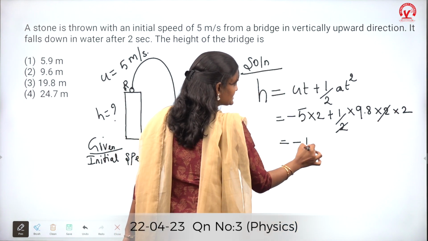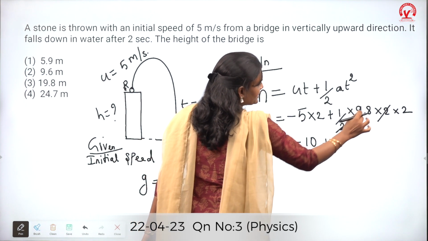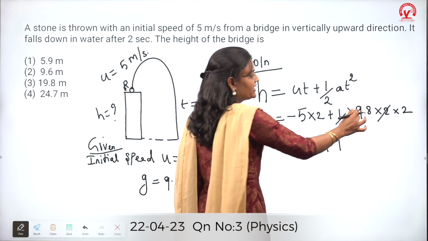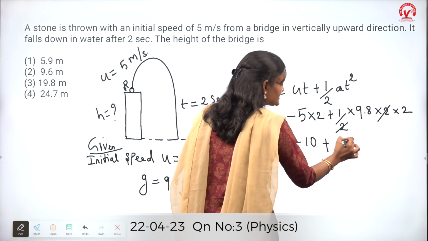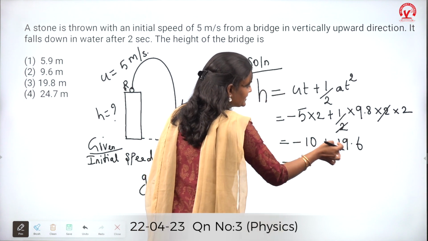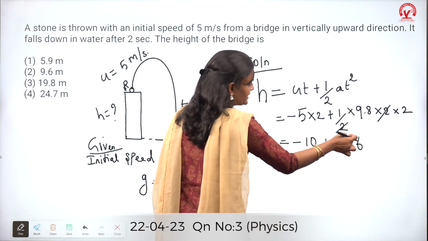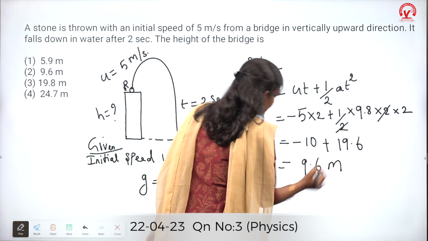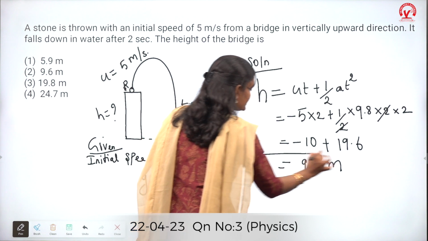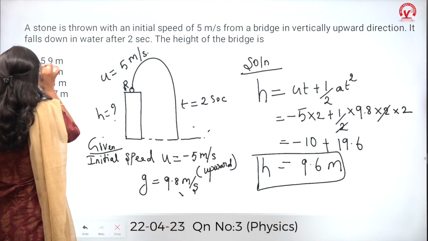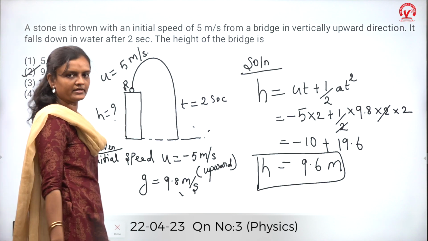Now minus 10 plus 9.8 into 2, that is 9.8 into 2 is 19.6. So minus 10 plus 19.6 is 9.6 meter. So the height of the bridge is 9.6 meter. So the option is number 2, 9.6 meter.